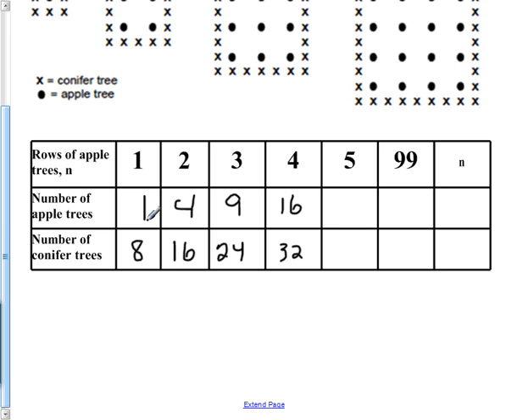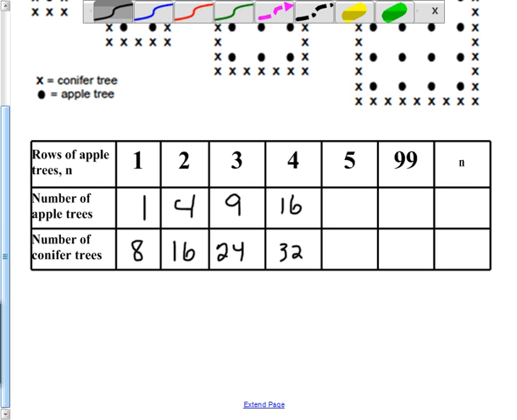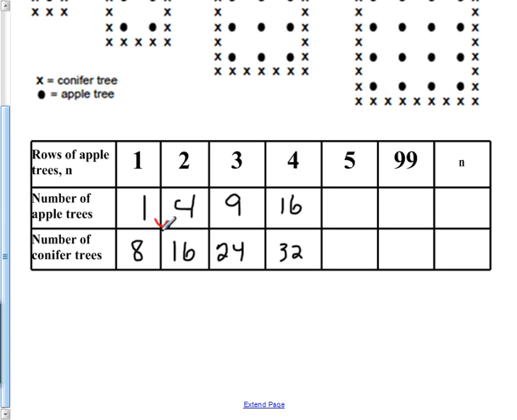Okay, so the first one, I'm just going to write in the differences. Looks like this one goes up by 3. This one goes up by 5. This one goes up by 7. So the next one's probably going to go up by 9. So 16 plus 9 is 25.